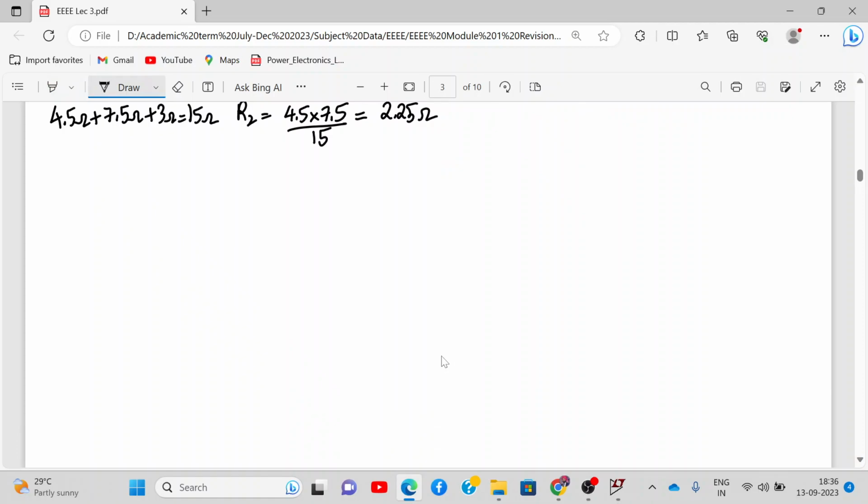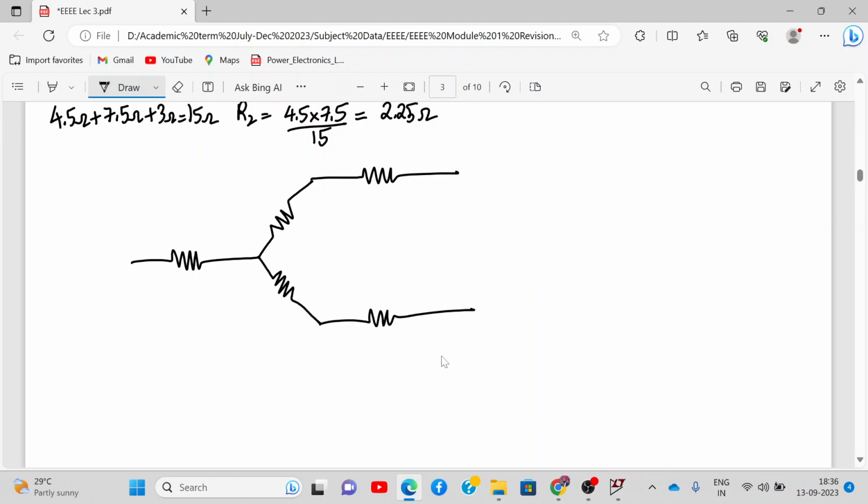So I'll first have over here, let me take it properly. So this is one part, this is second, and here again we have a branch.